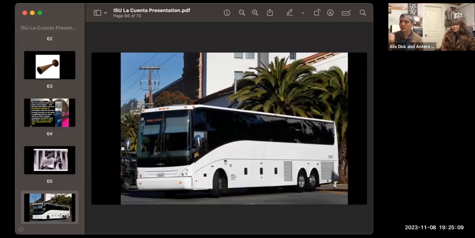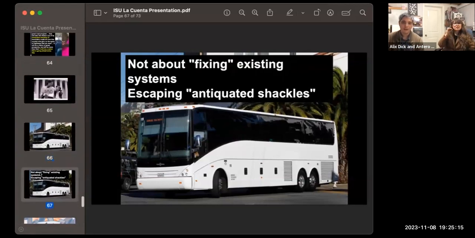And so we know that there's more comfortable ways to ride the bus than the yellow school bus that we have kids ride every day. And so knowing that that's the case, right? It's not about fixing the school bus, right? It's about thinking about what are new ways to imagine this, right?